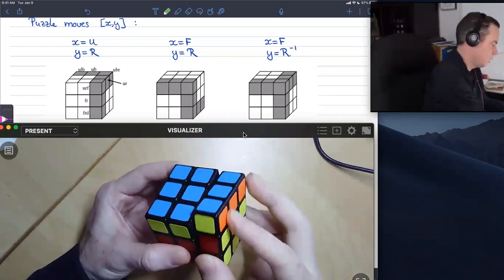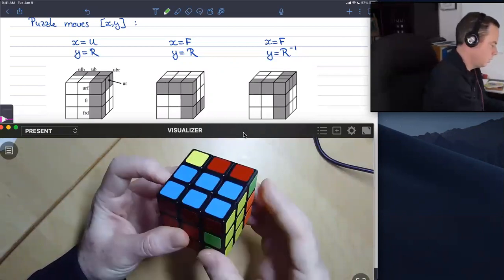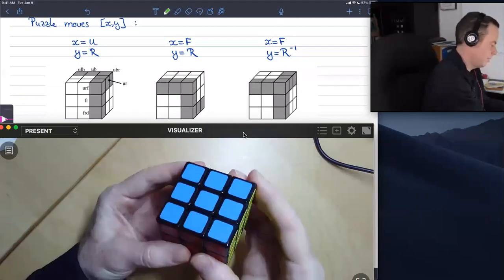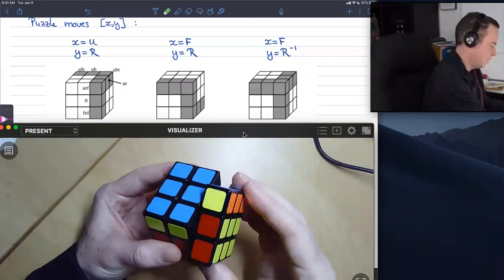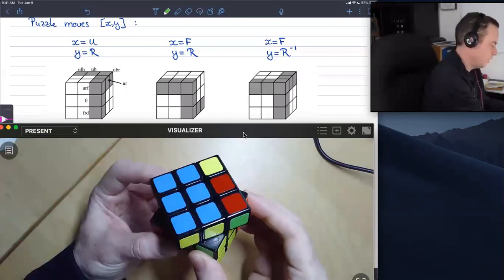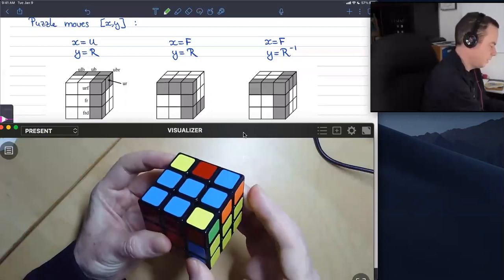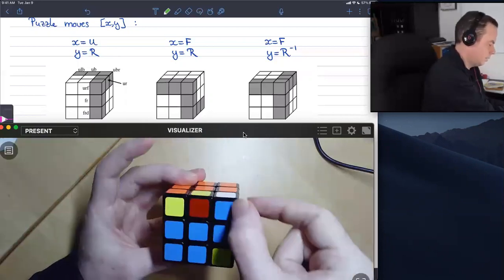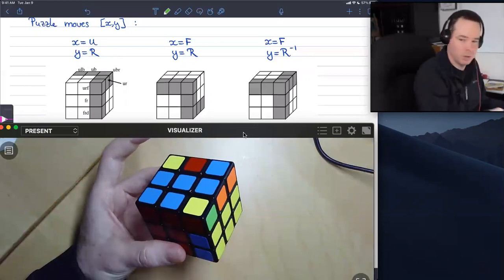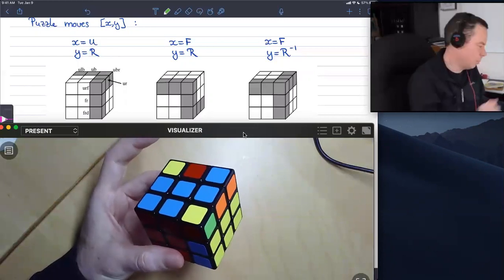U, R, U inverse. Oh, sorry, I turned R the wrong way. So let me do it again. U, R, yes, I did it the right way, clockwise R, U inverse, R inverse. And what pieces got affected? Precisely these ones here, which is what is shaded in that diagram above.